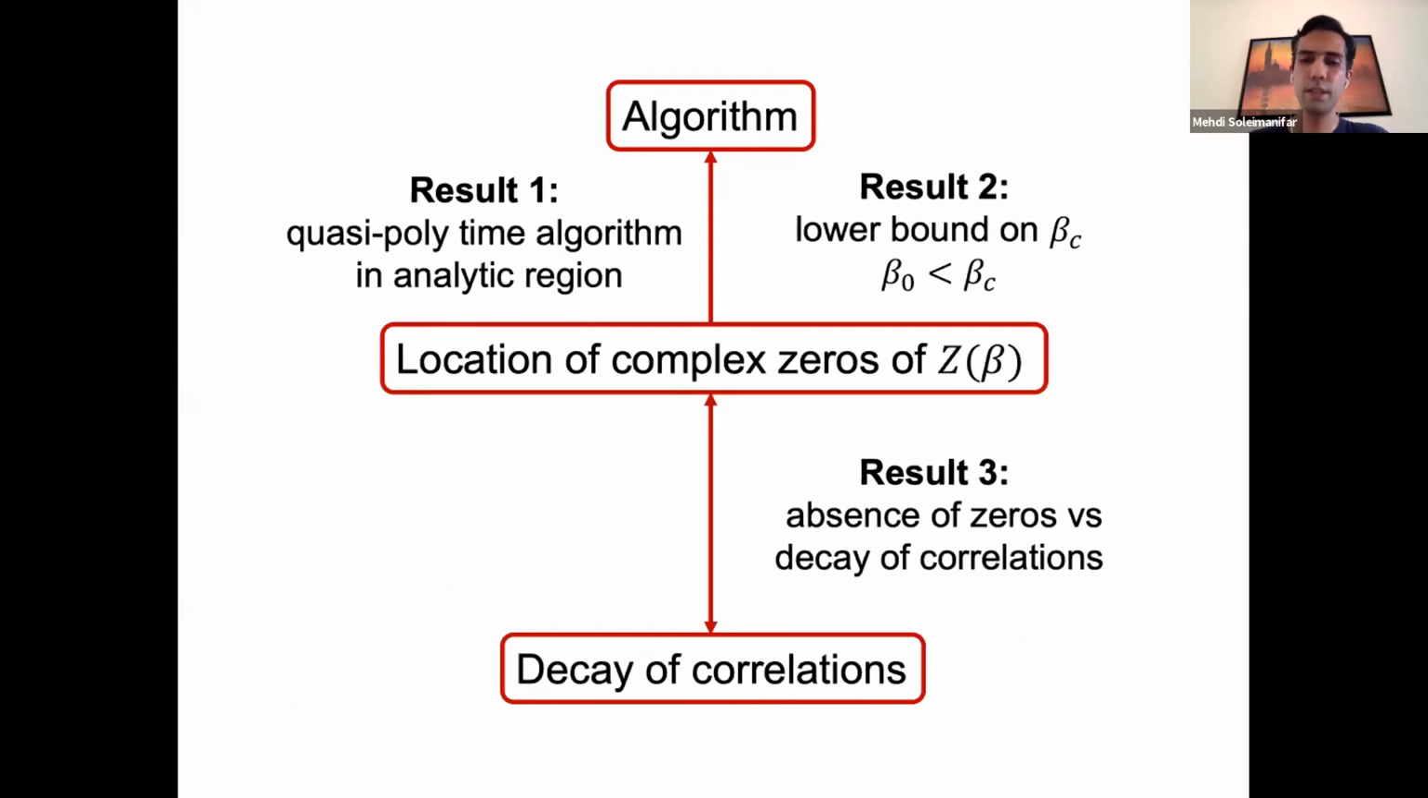Yeah, so this is our result about the relation between complex zeros and decay of correlations. We don't have the other direction. So we don't know if decay of correlation implies the absence of zeros. And as I said, this is known classically, but there are various problems in the quantum case. And they're mostly about the boundary conditions. So in quantum settings, the boundary could be an entangled state.